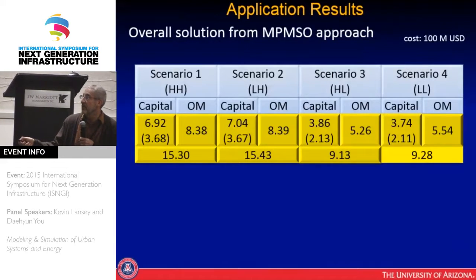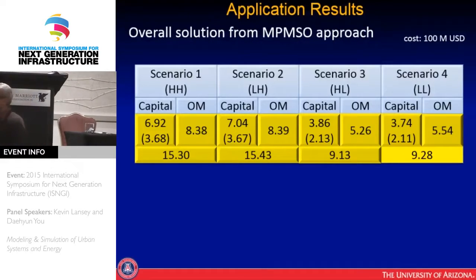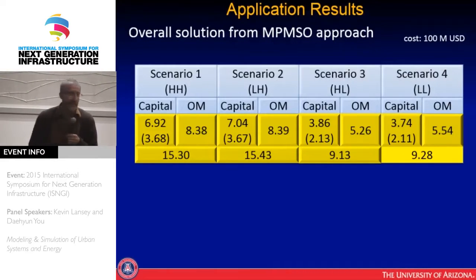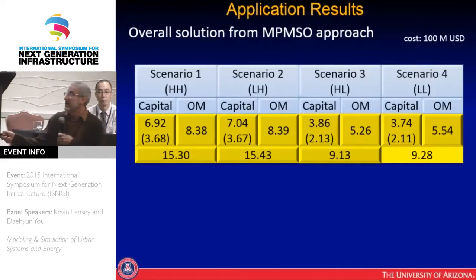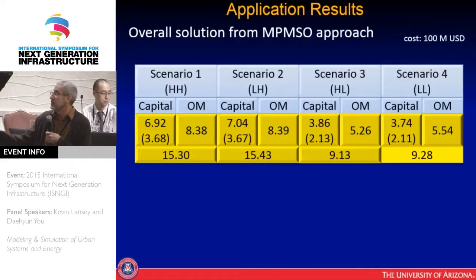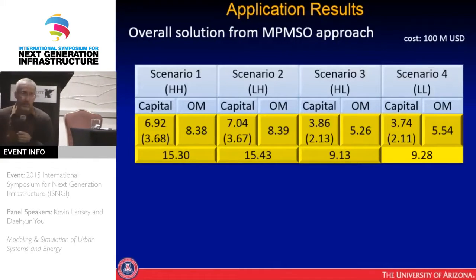Capital cost over the 40-year life, $6.92 million. Operation and maintenance, nearly $1 billion. A total cost of $1.5 billion to supply this, to set up the system. That's for a high demand case. For low supply, high demand, it's similar values. When we have lower supply, we have significantly lower cost.